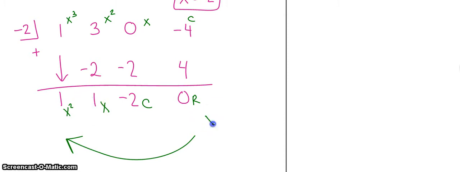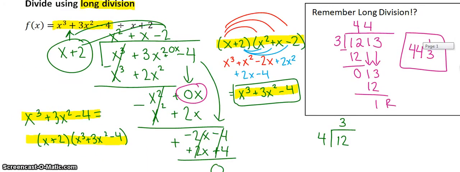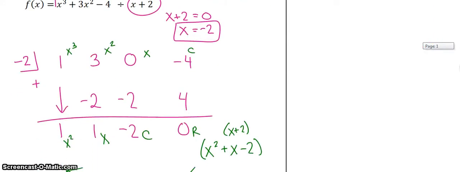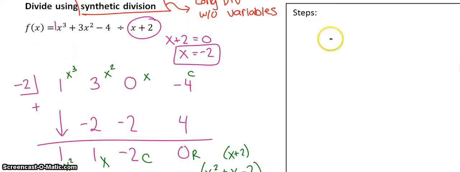So my final answer would be x squared, or 1x squared, but I don't need to fill that in, plus 1x, so I'll just call it x, minus 2. Technically remainder 0, but you don't need to write that because it divided in evenly. So if I divide in x plus 2, I would get x squared plus x minus 2, which amazingly enough is exactly the same thing as we got in long division, but it was a lot quicker and a lot less room for mistakes. Okay, I'm going to pause the video and write those steps in over here.